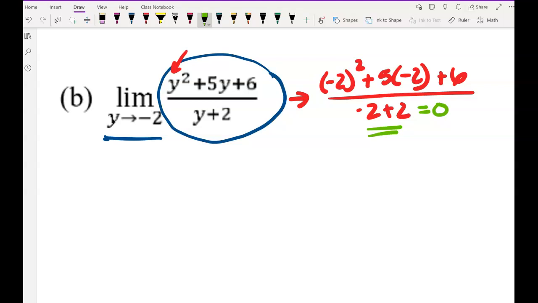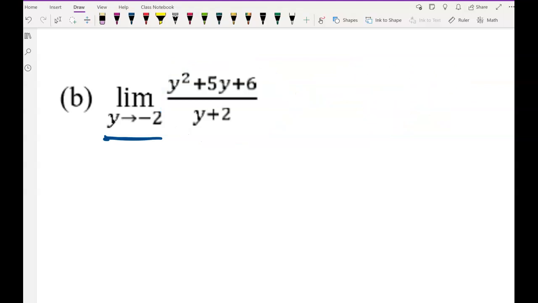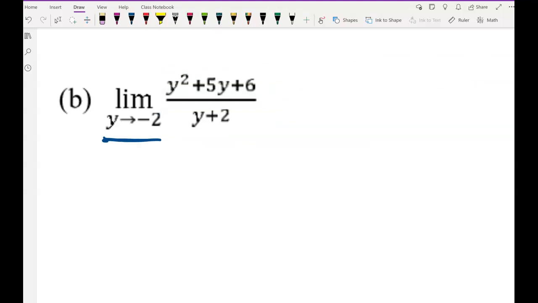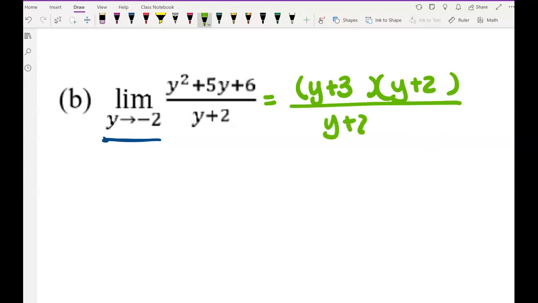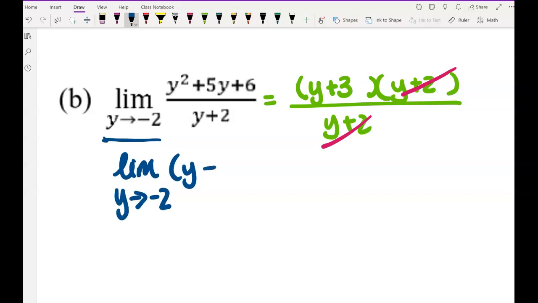So that's not going to help us out at all because we can't divide by 0. So since substitution did not work, we will factor. On the numerator, y squared plus 5y plus 6 factors into y plus 3 times y plus 2, divided by y plus 2. Well, in math, we can definitely reduce. That will allow us to simplify this fraction down to y plus 3.